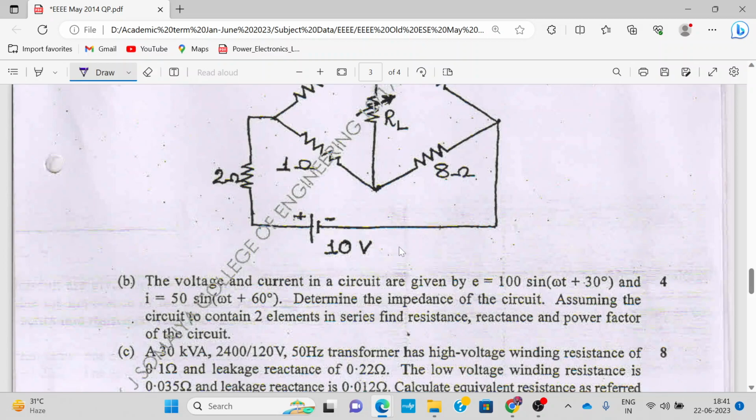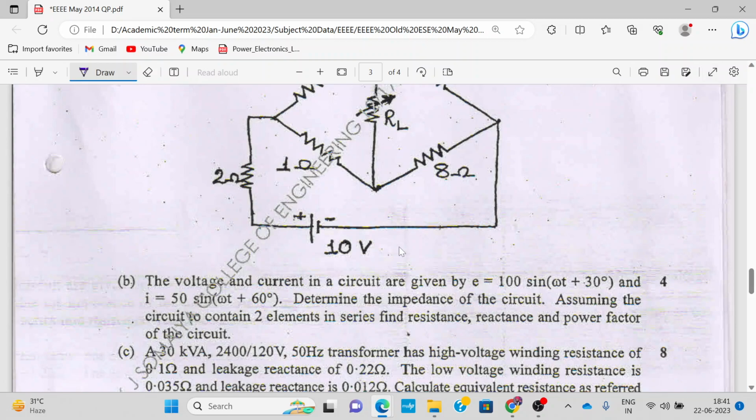Assuming the circuit contains two elements in series, find the resistance, reactance and the power factor of the circuit. So we have to assume that there are two elements connected in series. Probably it might be reactance because it can be capacitive or inductive. All right. So let's draw a mental picture and try to solve it. We are almost at the end. It will require around 20 to 30 minutes more, and we are done with a 3 hours paper.